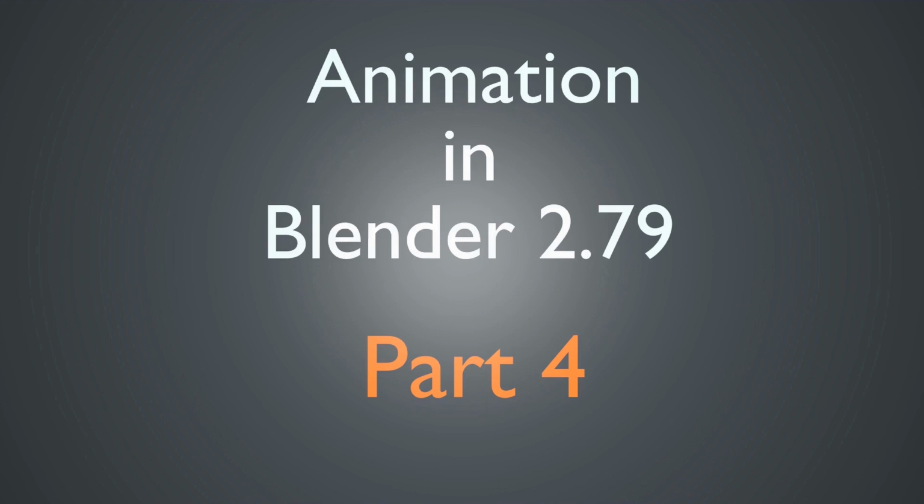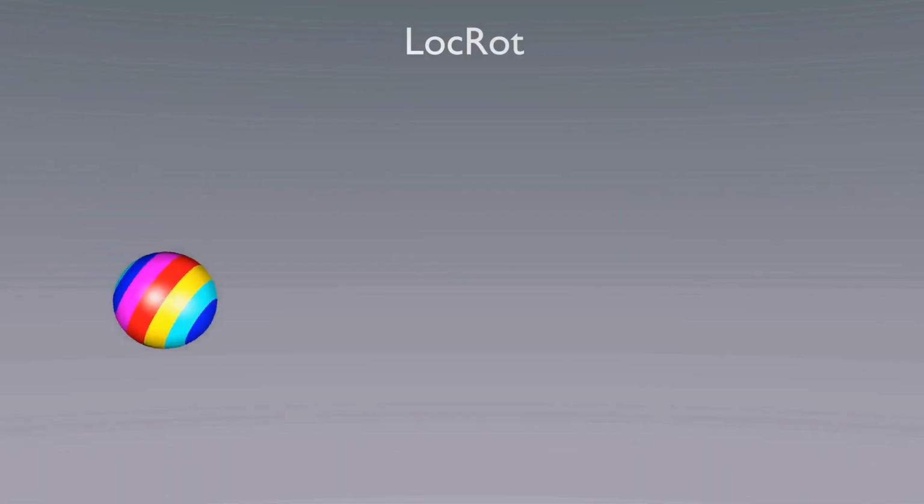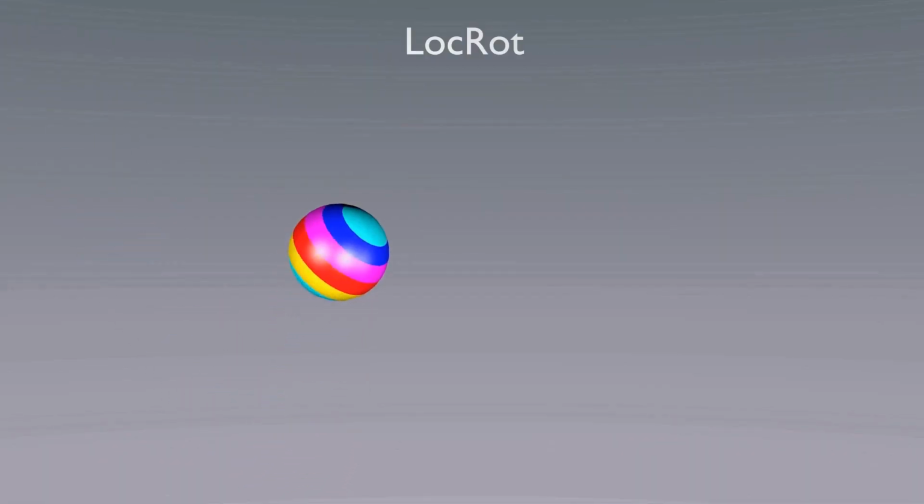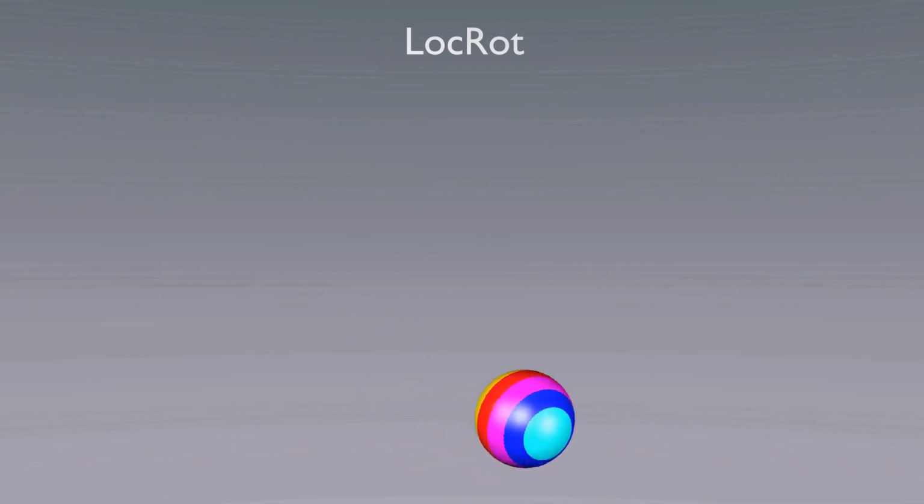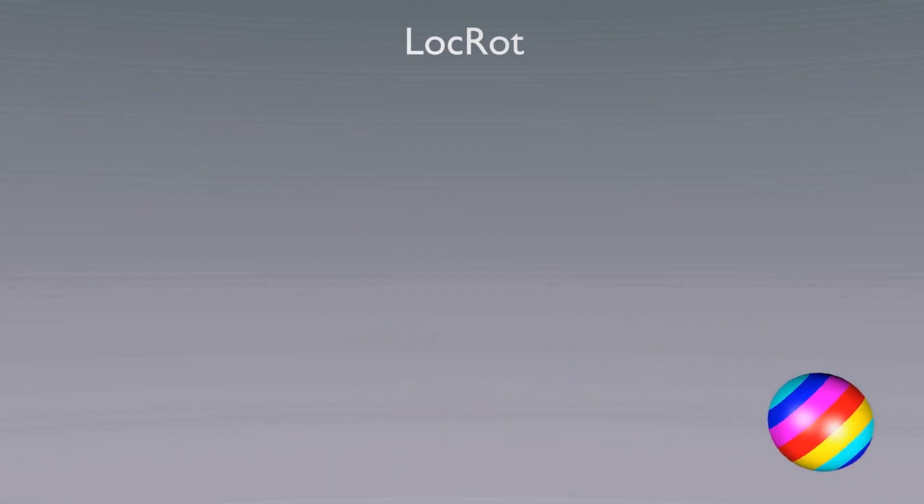Next, we have Delta Loc, where we can set a keyframe for the delta location of an object. Next, we have Delta Rot, which is for setting a keyframe for the delta rotation of an object. And lastly, we have Delta Scale, which is for setting a keyframe for delta scale of an object. Once we animate these objects and render them, it should look like this.